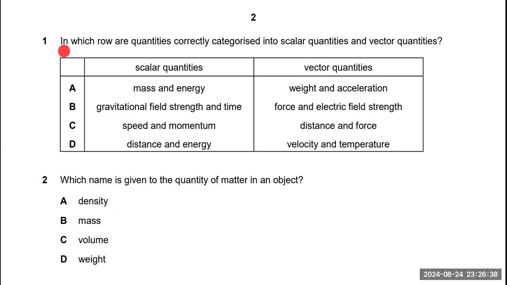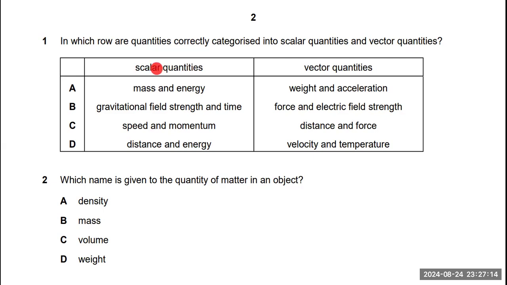Let's start. In which row are quantities correctly categorized into scalar quantities and vector quantities? You have to select that option in which, in the scalar quantity column, you identify which ones are scalar, and in the vector quantity column, which quantities are vector. Before that, I have told you about scalar quantities. I think you also know about that.